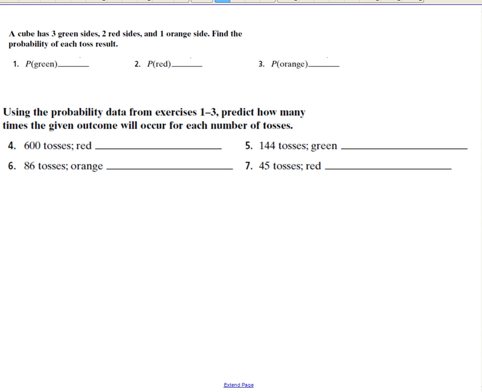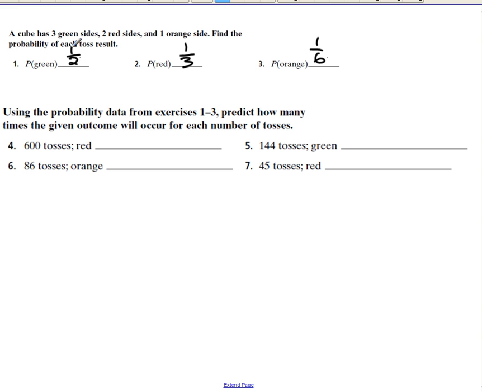Okay. The first 3 on the back, it starts out pretty easy. It's 3 out of 6, which is 1/2. The probability of getting a red is 2/6, which is 1/3. And then the probability of getting an orange is 1/6, because there's 6 sides. All right, that's the easy part.